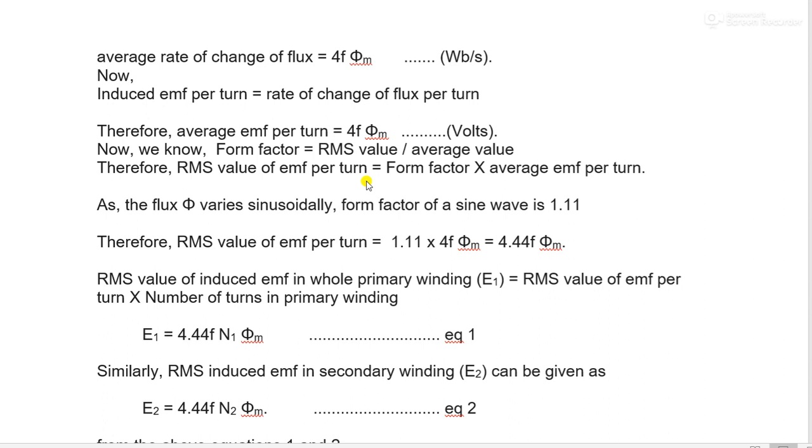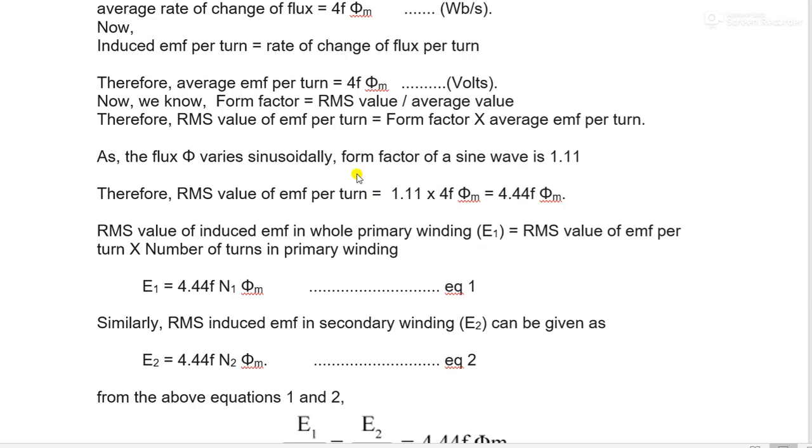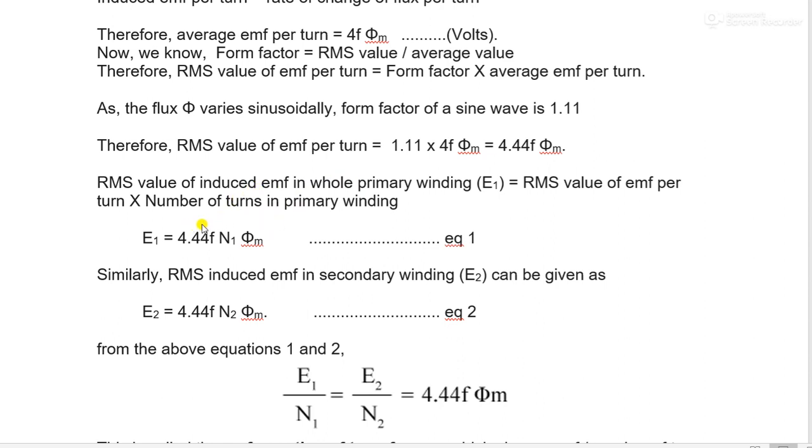RMS value of induced EMF in the whole primary winding is E1, which is given by RMS value of EMF per turn times number of turns in the primary winding. Absolutely correct. So we can write E1, the primary EMF or EMF induced in the primary, which is also called self-induced EMF as it is connected to the AC input signals, is equal to 4.44 f times N1 times phi m. We can treat it as equation 1.